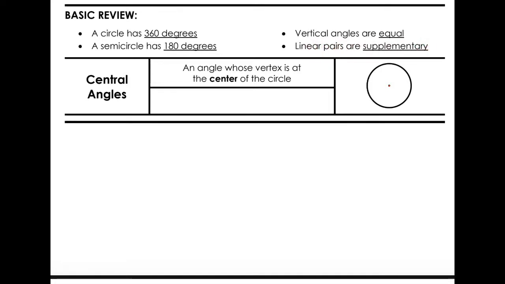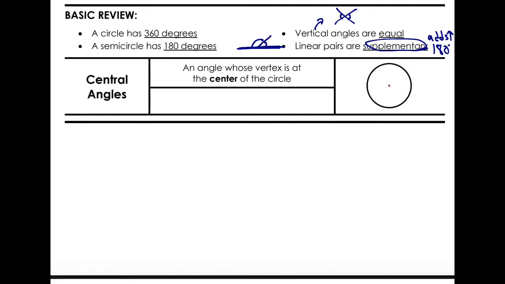Remember, a linear pair are 2 angles that form a line together. So that was a little sloppy. Let's do that again. So 2 angles. We have an angle here and we have an angle here that form a line together. And therefore, they're supplementary. Remember, supplementary means they add up to 180 degrees. All right, so that's a linear pair. Remember, vertical angles are basically when you have an X, and those are equal. Those are congruent.